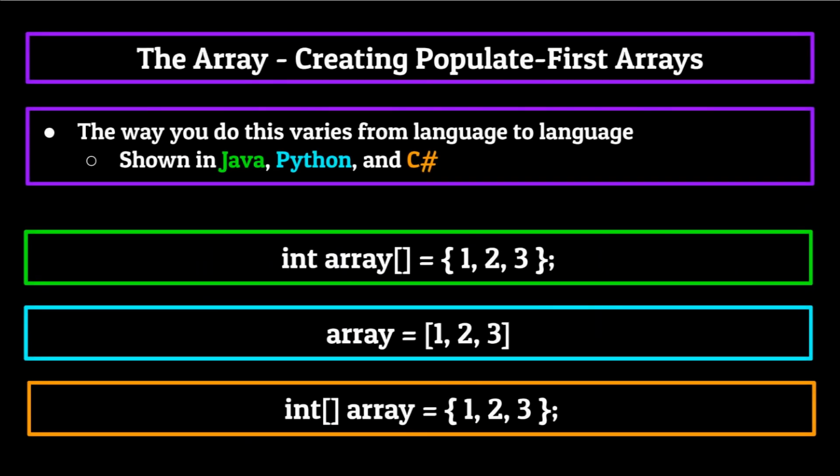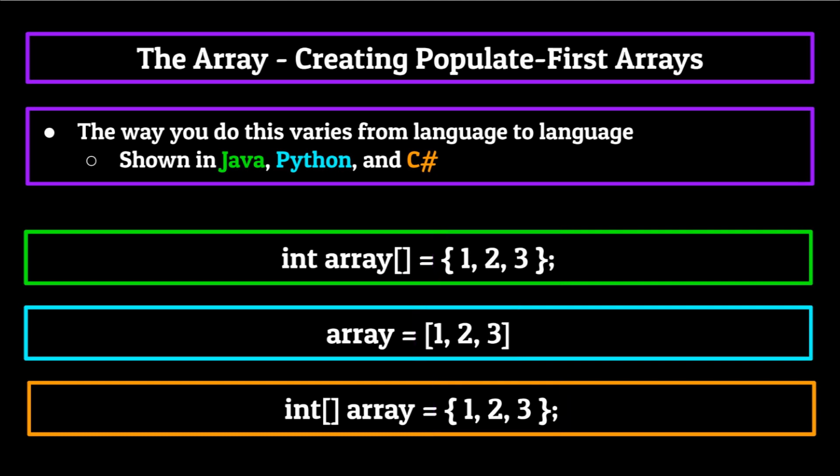The way you do this varies amongst different programming languages, but it's shown here in 3 different languages, Java, Python, and C#, to give you a basic gist of how this is accomplished. All 3 of these lines of code will create an array of size 3, containing the numbers 1, 2, and 3. You can see that all of them involve the declaration of an array name, which is then set equal to the values you want to include within the array and encapsulated by some sort of brackets or braces.